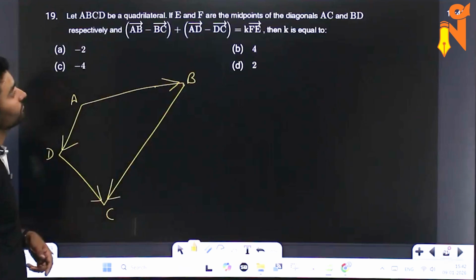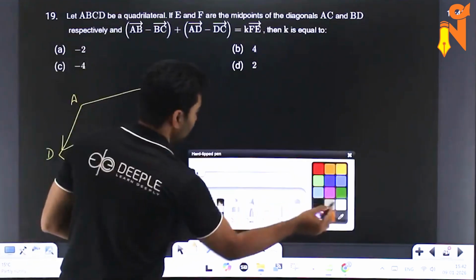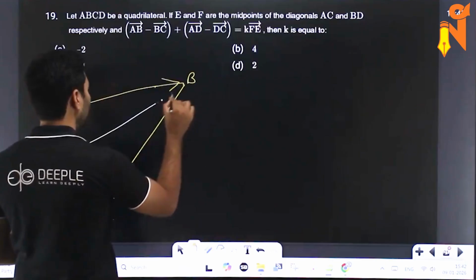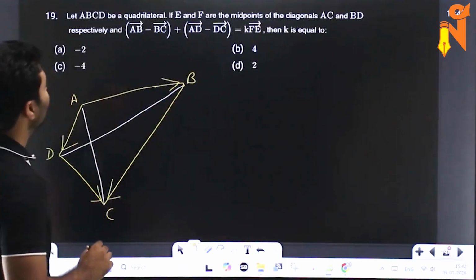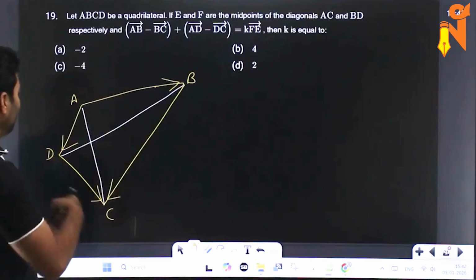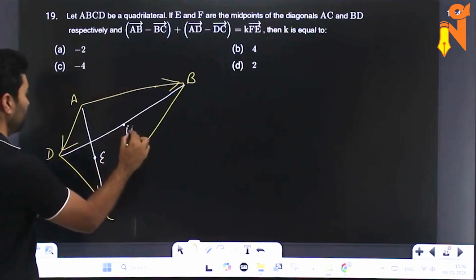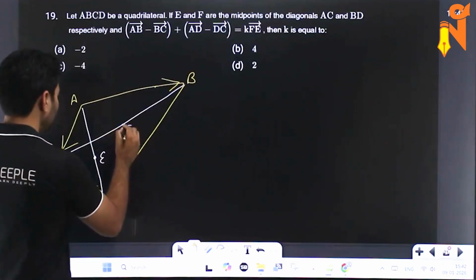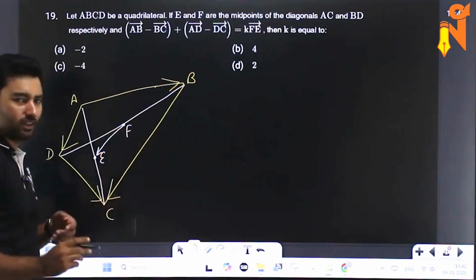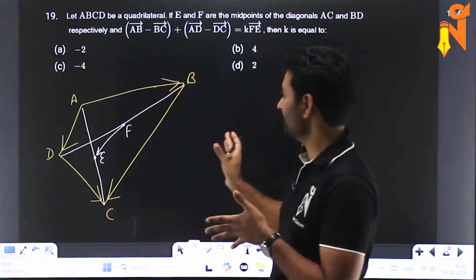So basically, what is F here and E here? This is given already. There are two diagonals, and the midpoint of AC is E, and here is F, the midpoint. So FE means FE. Here we will use the position vector. It is a very, very simple question.